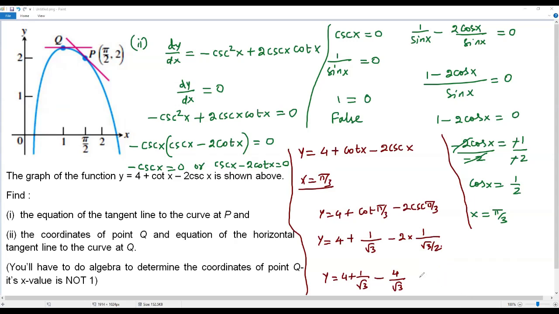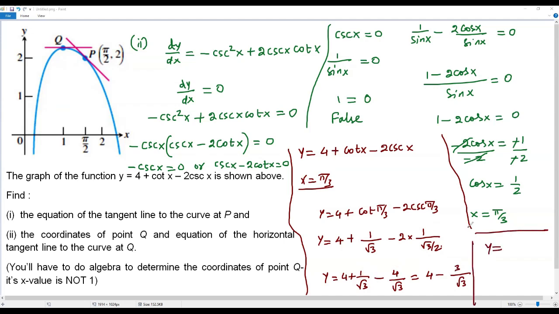Okay, now let's do further simplification over here. Here we can combine these two fractions because both have the same denominator, square root of 3. So I can take the common denominator, square root of 3. When I combine the numerators, positive 1 and negative 4, I'm getting negative 3.